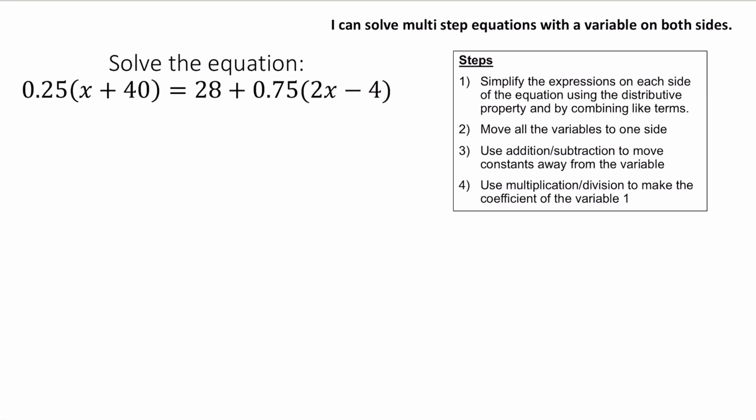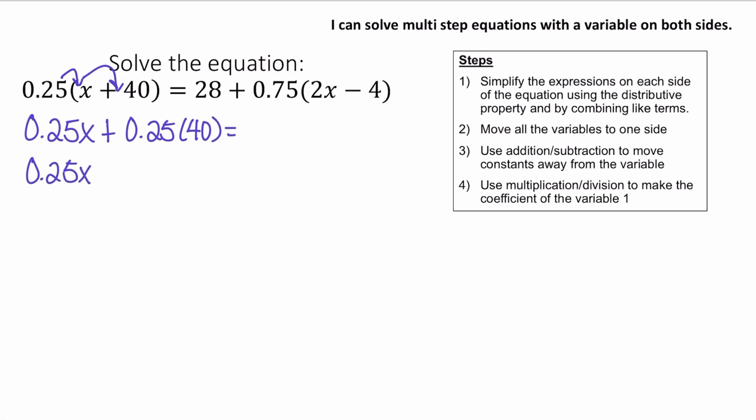So let's solve the equation 0.25 times (x plus 40) equals 28 plus 0.75 times (2x minus 4). I'm going to start off by simplifying the left side of my equation. So that gives me 0.25 times x plus 0.25 times 40. So I get 0.25x plus 0.25 times 40 is 10. So now my left side is fully simplified.